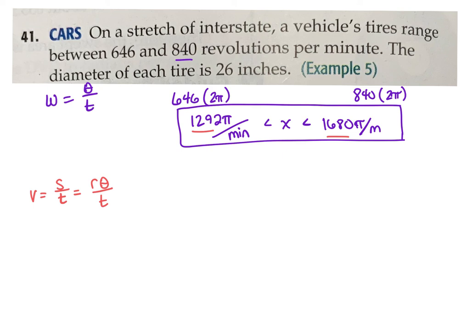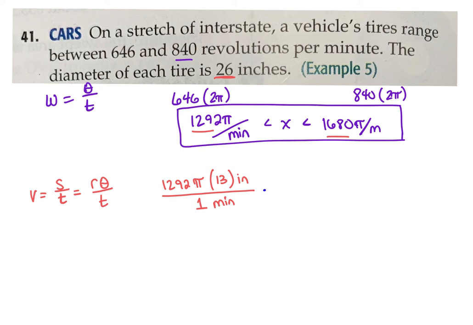So I'm going to say 1292 pi, because I've already found it. That's my theta, times my radius. What's my radius if my diameter is 26? Yeah, so 13, and this is inches, per 1 minute. And so now I just need to do my conversions. I need to change inches to miles and minutes to hours.